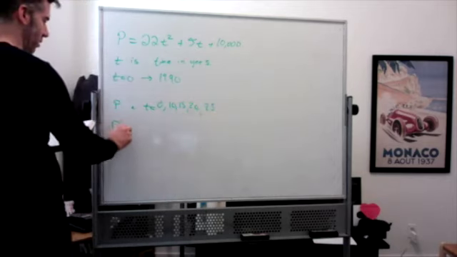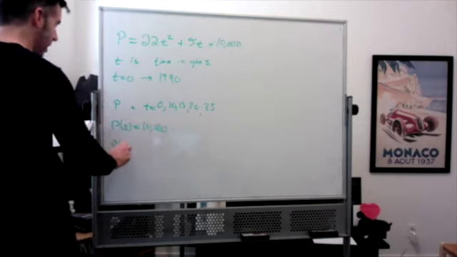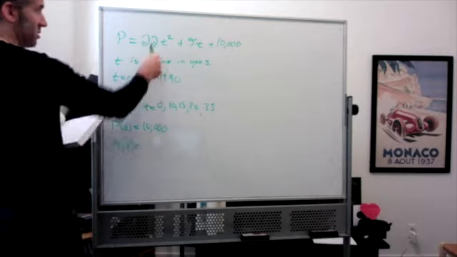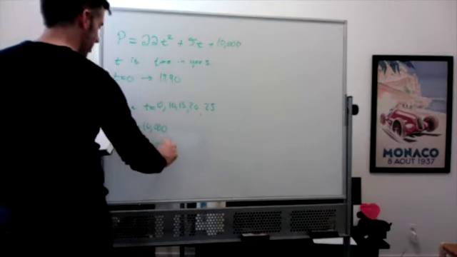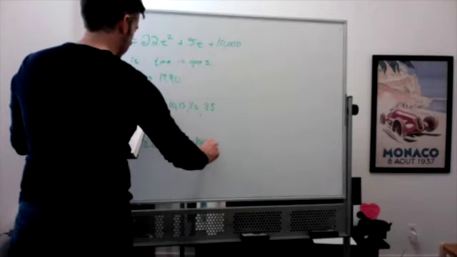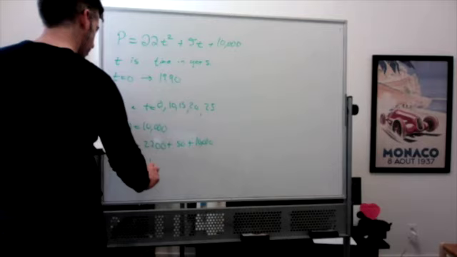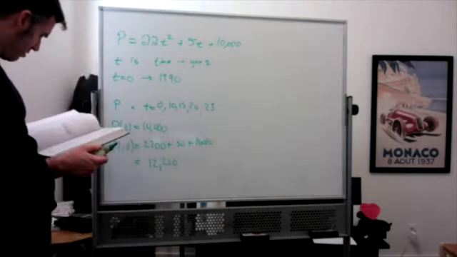So P of 0, clearly 10,000. P of 10, let's see, 10 squared is 100. 22 times 100 is 2200, plus 50, plus 10,000. Okay, great. That's going to be 12,250. Awesome. Let's leave it there.